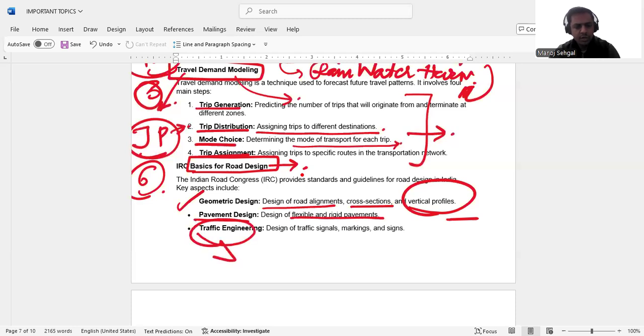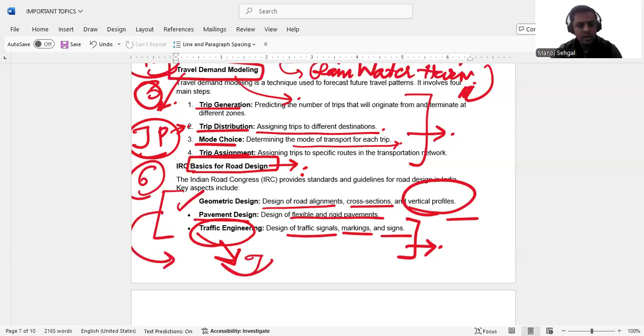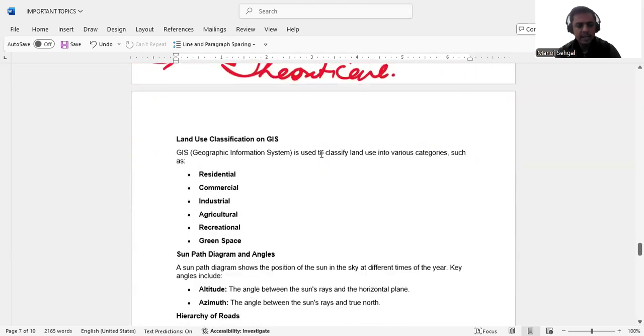Then there are also cases of pavement design, where we design flexible and rigid pavements. And there is some theoretical concept of traffic engineering, where signals, markings, and signs are learned. We need to understand these topics from a theoretical perspective, so that we are able to at least know what happens within the domain of highway engineering or road design, from the perspective of the overall domain of transportation planning.